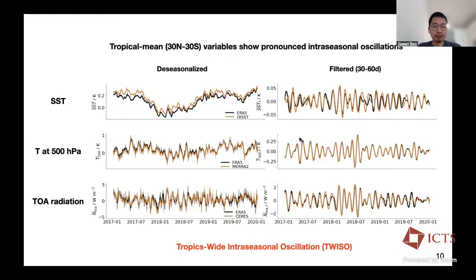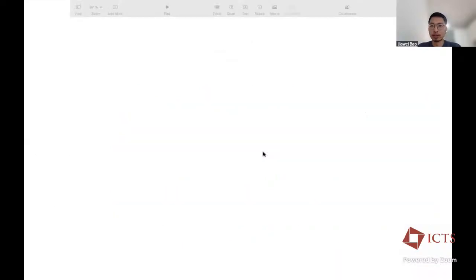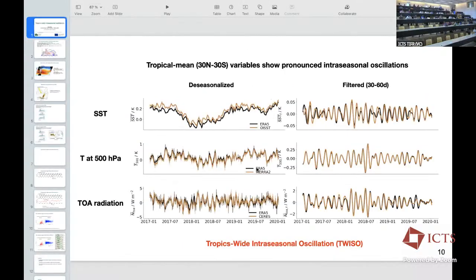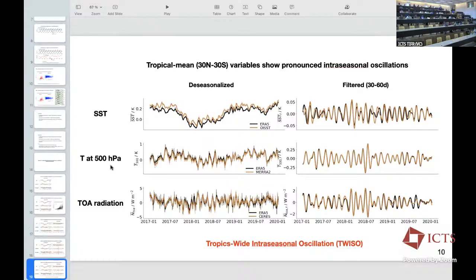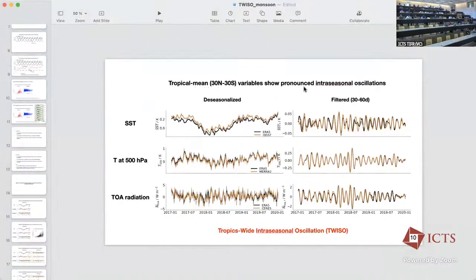Hi, thanks for the nice talk. I have just one naive question. In your talk, you have talked about tropical factors which may contribute to the amplification of these tropic-wide intra-seasonal oscillations. I just wanted to know if there is any impact from extratropical wave intrusions or any sort of remote forcing from the extratropics. If you can just comment on that.